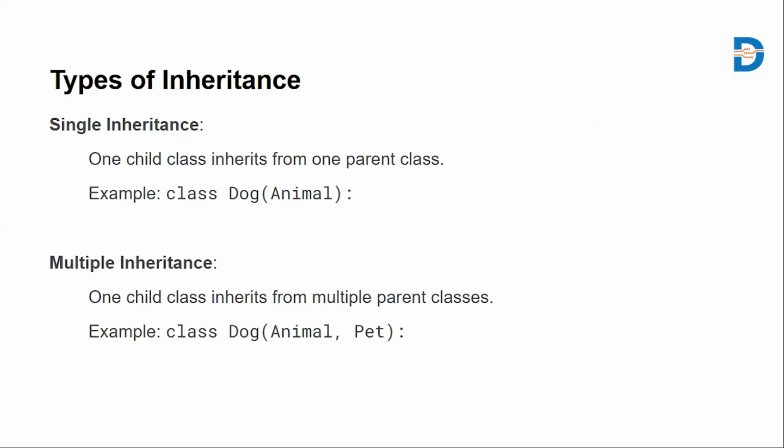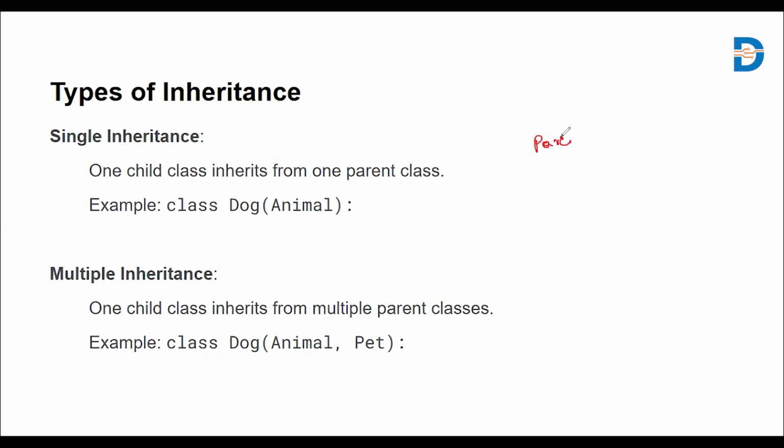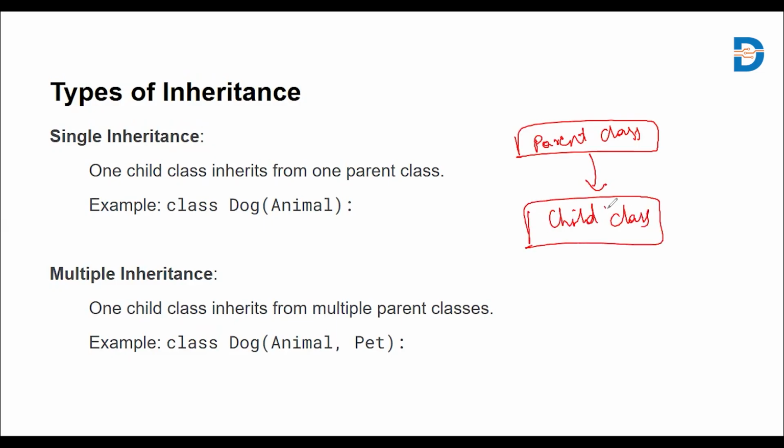Here we also have the types of inheritance. The first one is single inheritance. Here one child class inherits the properties of one parent class. That means you'll have only one parent class and only one child class. This child class will inherit all the properties from the parent class. That is what single inheritance looks like.